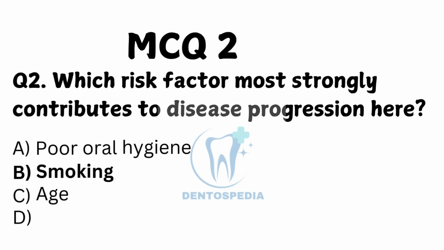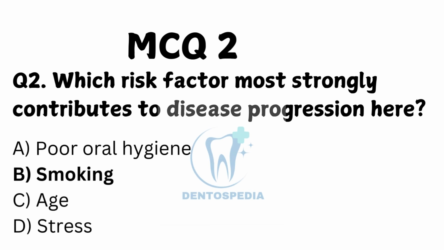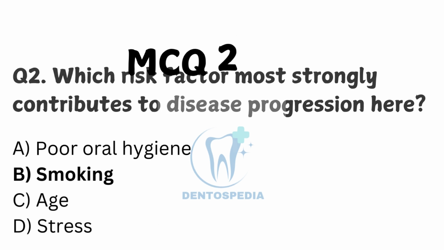The answer is B. Smoking. Smoking is the single biggest modifiable risk factor for periodontal breakdown. Why not the others? Poor hygiene contributes, but bone loss here is much greater than plaque levels suggest. Age is not a cause, just cumulative exposure. Stress is a minor contributing factor, not the main one.